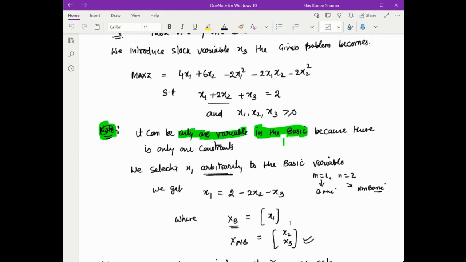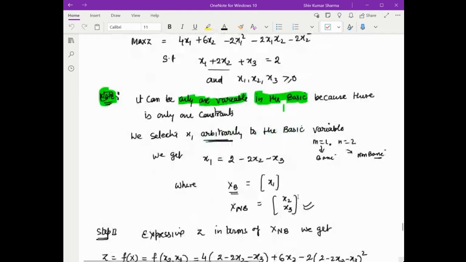So that means we have only one constraint, which means we need only one basic variable. That basic variable may be the slack. We can use x3, or you can consider x1 or x2. No issue for that. So here we consider the basic variable arbitrarily. Arbitrarily means the total number of variables is 3: x1, x2, x3. So we choose any one of them. So we choose x1 as an arbitrary variable to be the basic variable.